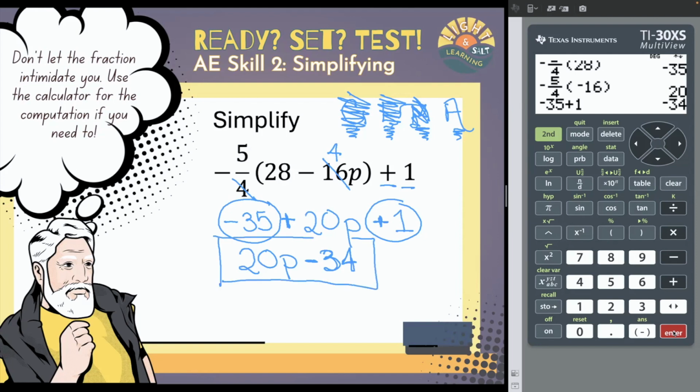But you do need to know, hey, I'm done. This is as simple as it's going to get. These are not like terms. There's no more work to do here.